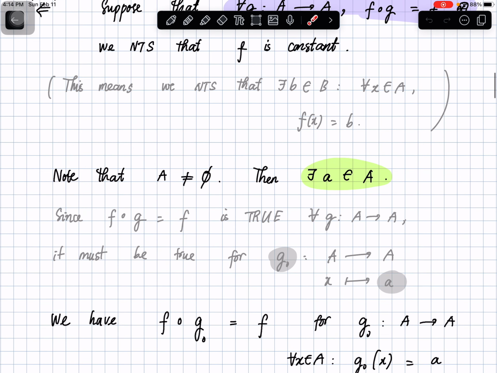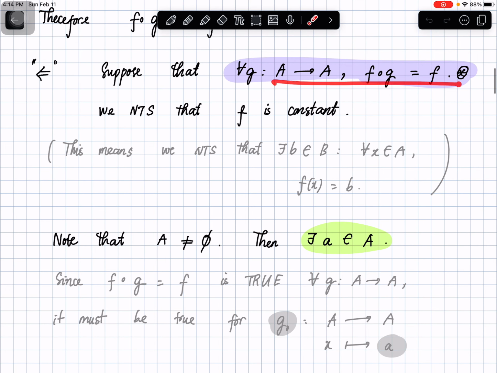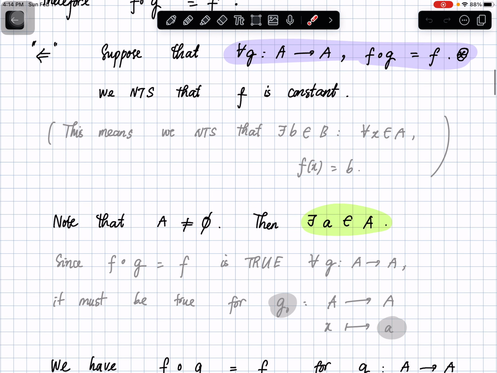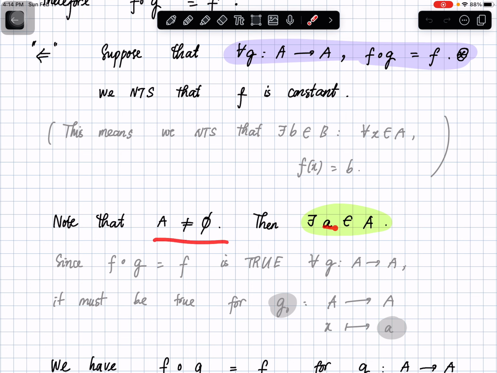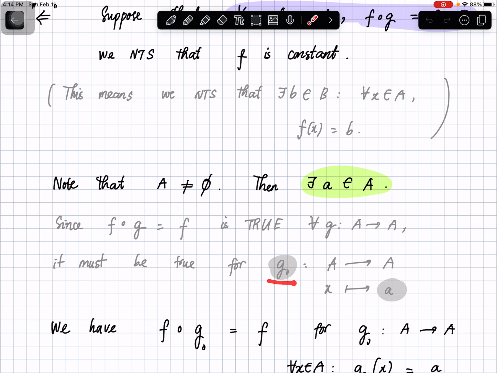Now we have this. Since f dot g equals f is true for all functions g from A to A, this must be true for a function I call g naught, from A to A, that sends any point in A to small a. Small a is an element in A we defined from before. We just pick an arbitrary a in A and fix it. So we fix this small a, and we define the function g naught to be the constant function from A to A that sends any x to this small a.